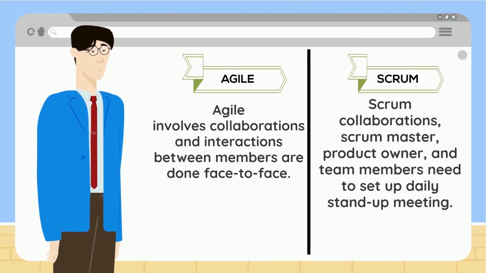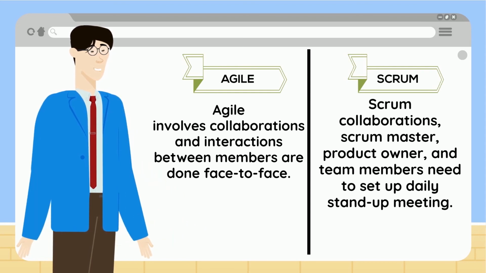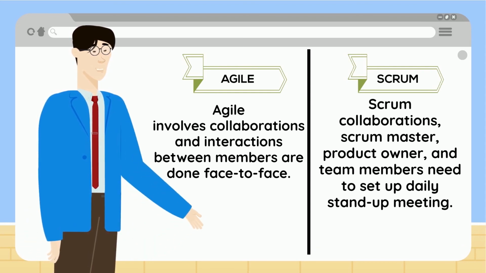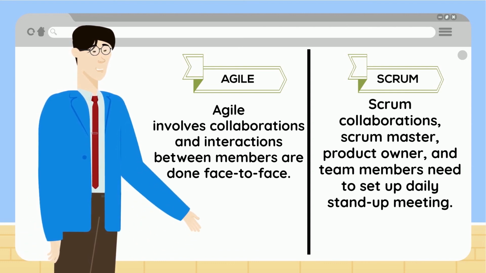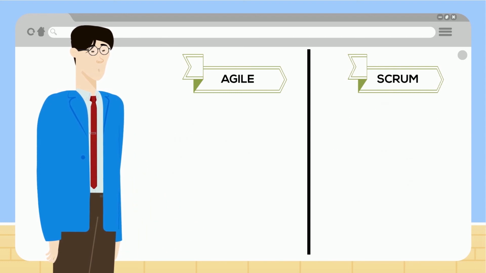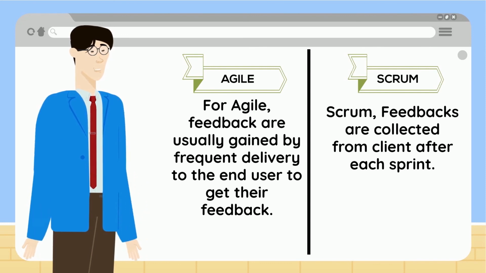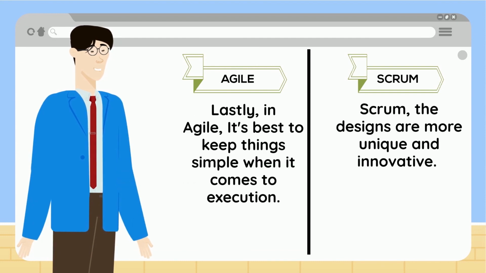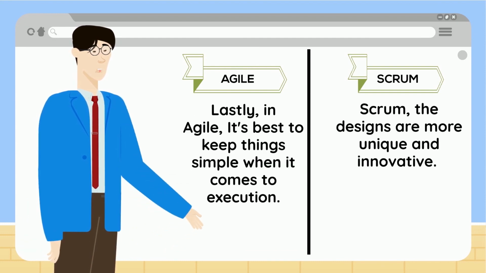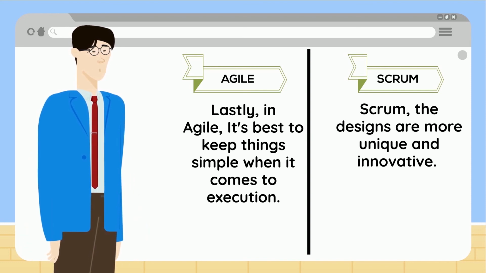Agile involves collaboration and interactions between members, done face-to-face. While in Scrum, the Scrum Master, Product Owner, and team members need to set up daily stand-up meetings. For Agile, feedback is usually gained by frequent delivery to the end user for their feedback. While in Scrum, feedback is collected from the client after each sprint. And lastly, in Agile, it's best to keep things simple when it comes to execution, while in Scrum, the designs are more unique and innovative.